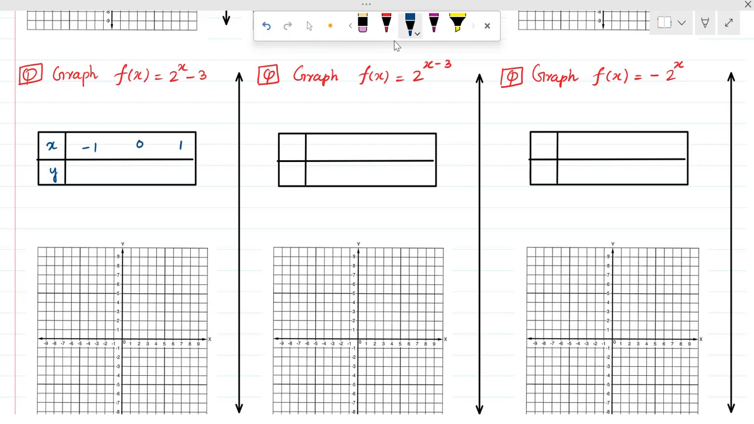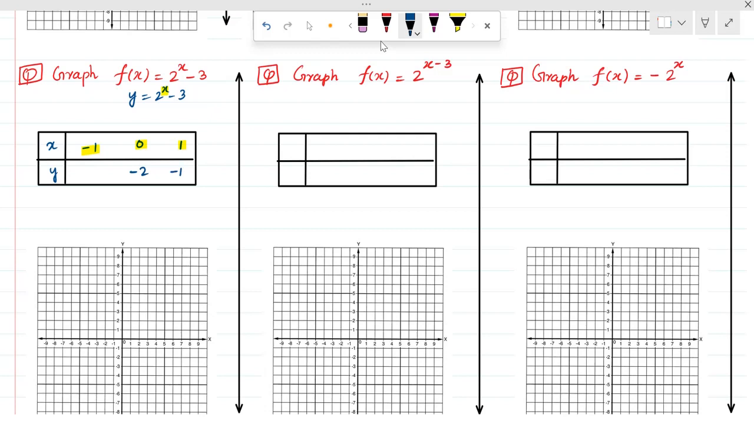So what happened? The first value: when I substitute into this, y equals 2 power x minus 3, I just substitute these values in the x in order to get the y value. So what is the first one? When I substitute 0, any power 0 is 1, 1 minus 3, which is equal to -2. When I substitute 1, 2 power 1 is 2, 2 minus 3, which is equal to -1.